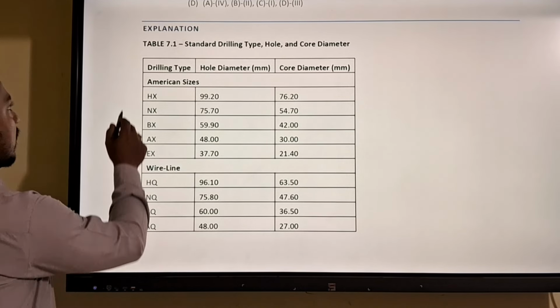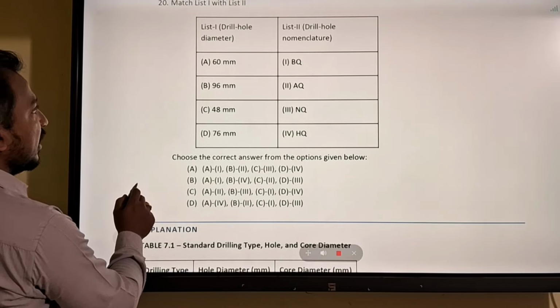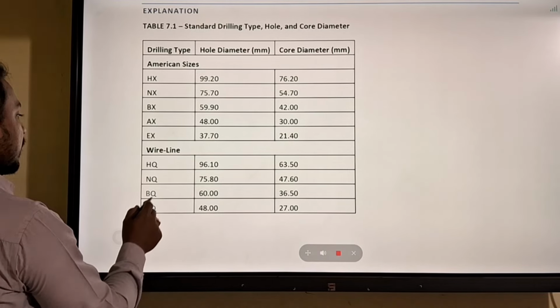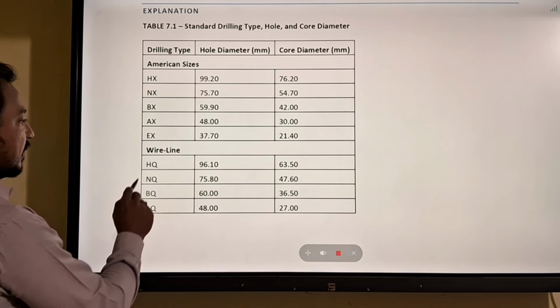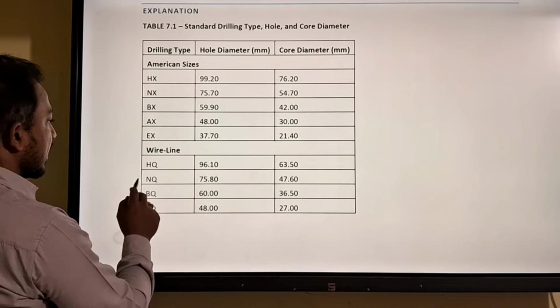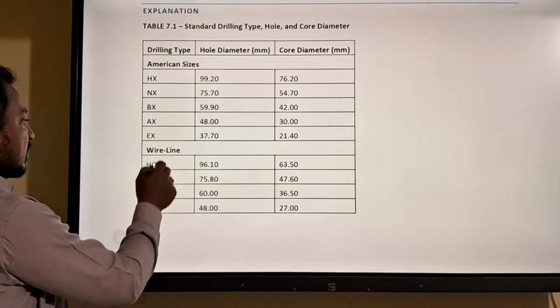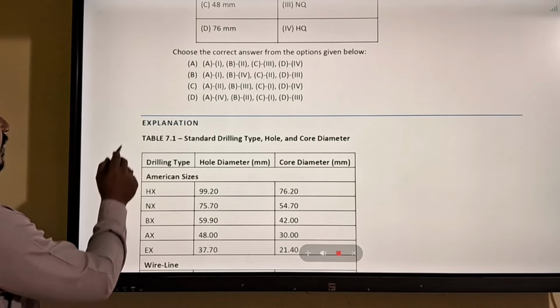So let's come to our question, where BQ, AQ, NQ, HQ are given. So BQ 60, then HQ 96, NQ 70, AQ 48. And in decreasing order, you send HQ, NQ, BQ, AQ.